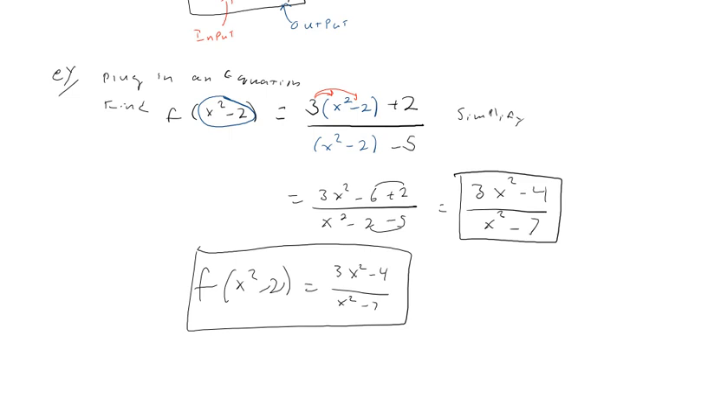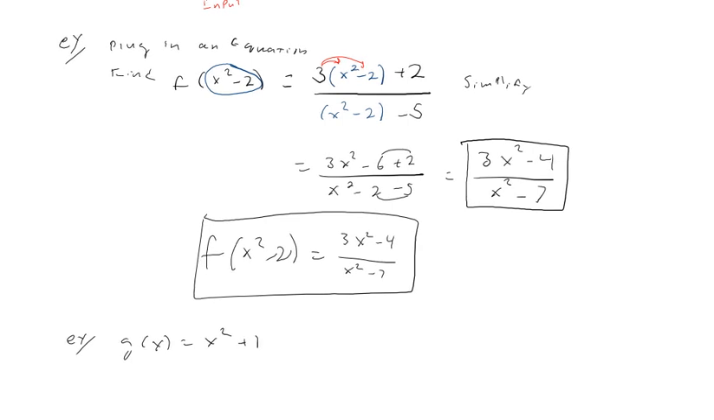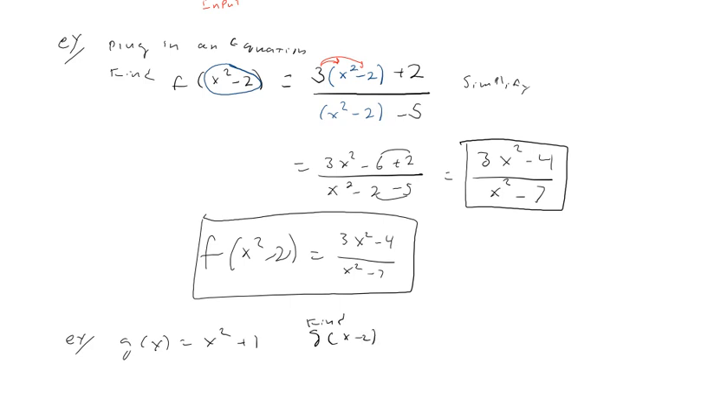Another example, what if we have g of x? Let me do a different equation. g of x equals x squared plus 1. Then what if I want to find g of x minus 2? I plug in my x minus 2. Everywhere I see x, I'm going to plug in x minus 2. So x minus 2, that whole thing, gets squared, plus 1.